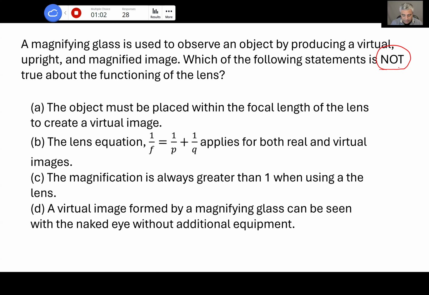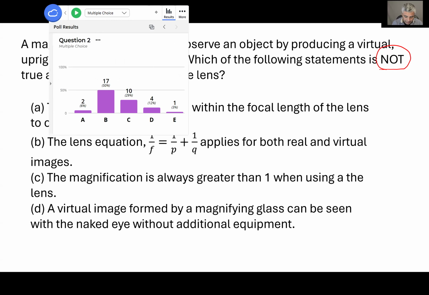Thirty more seconds. And 5 more seconds. 5, 4, 3, 2, 1, and it stops. Okay, so let's see what we got.